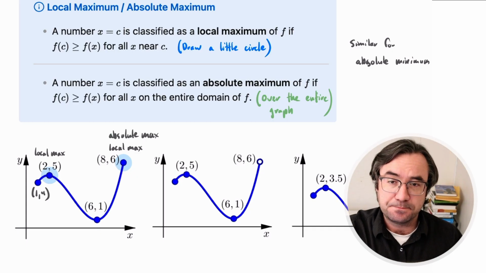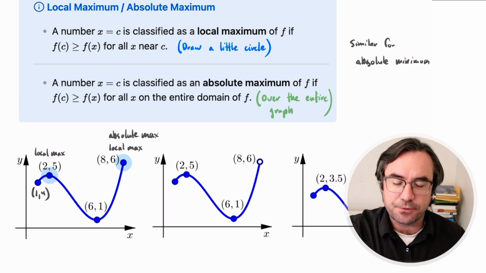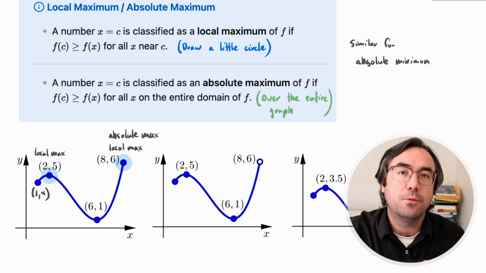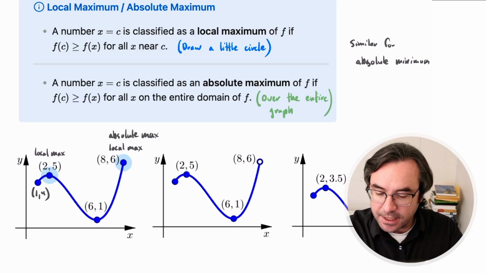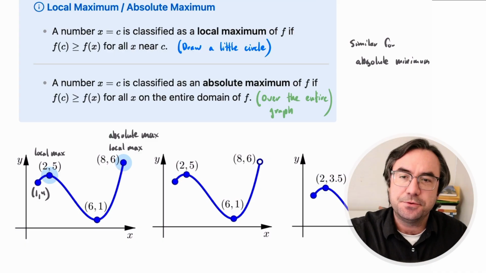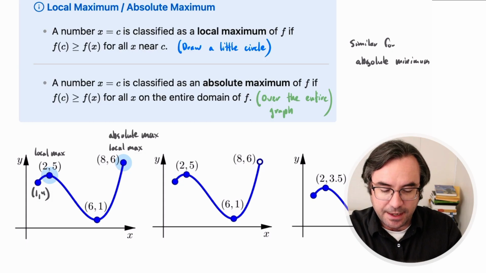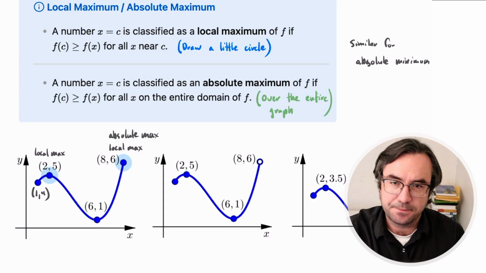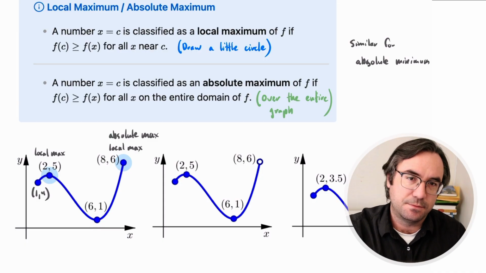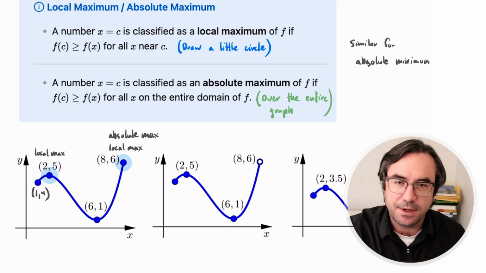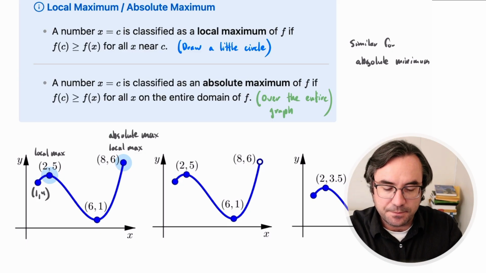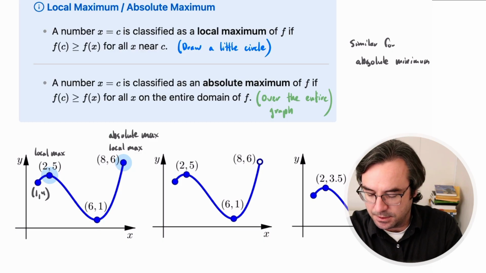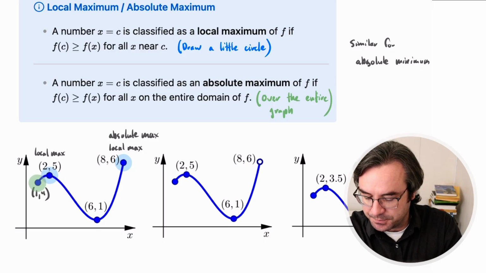All right, so let's scan through. For a local min, we want to look for low points on our graph. Looking at this one, I see two such points: this point here and this point here. So again, let's go through and figure out what's going on. For local min, we want to do the same thing. We want to imagine drawing a little circle. So let's draw a circle around each of those points.